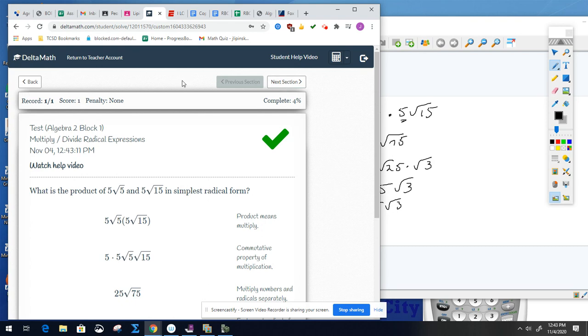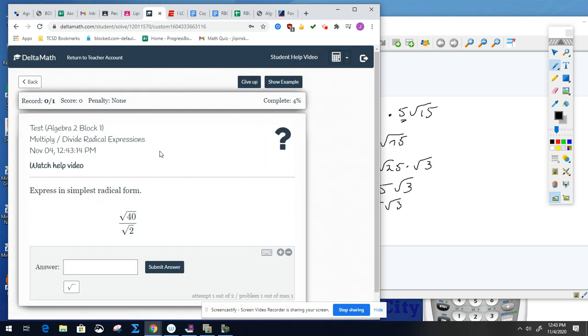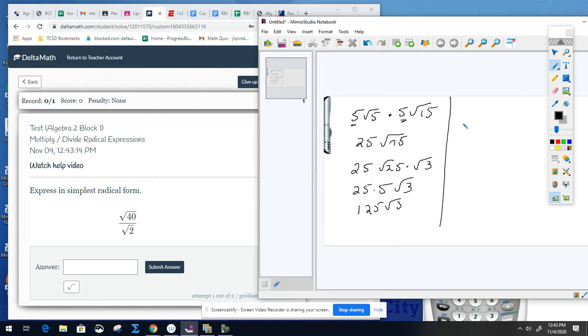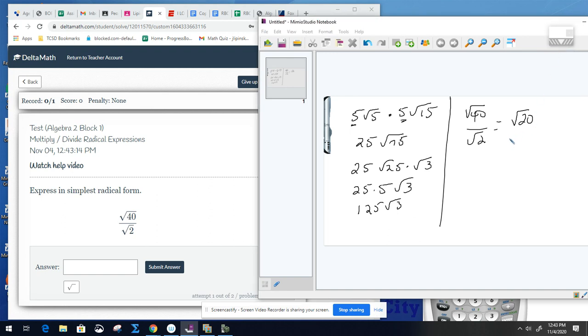Next problem. So we're going to divide here. I have square root of 40 over square root of 2. Because they're both underneath the radical, I can just go ahead and divide. That gives me the square root of 20. I'm looking for a perfect square factor, which would be square root of 4 times square root of 5, which is 2 square root of 5.